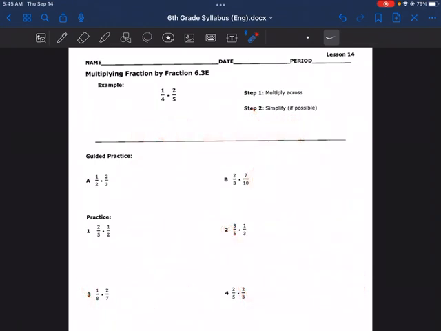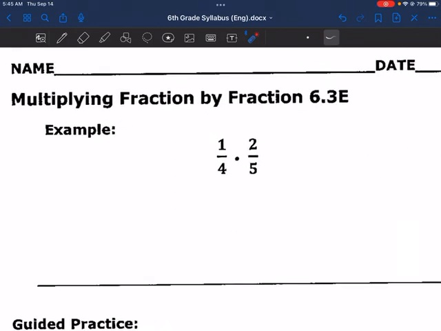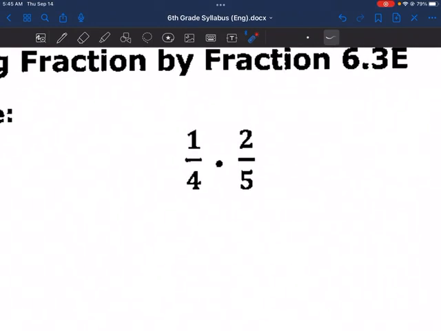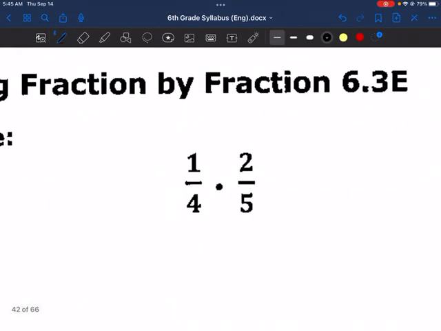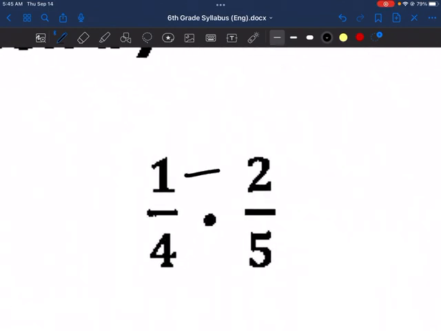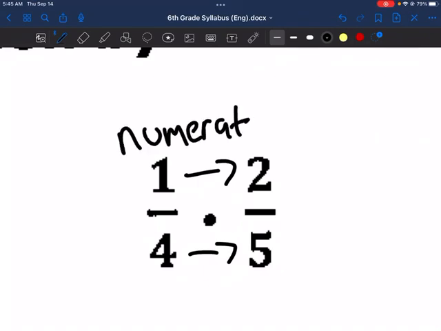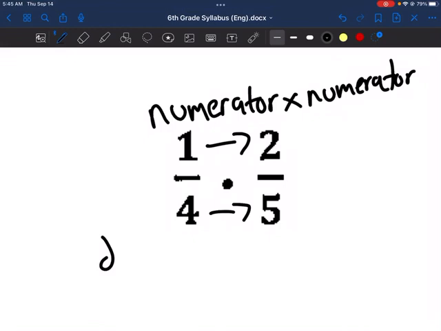Now, let's get started. For lesson 14, and I apologize for my voice, it still hasn't come back completely. Multiplying fractions by fractions, chicos. What we're going to do is multiply the top with the top, bottom with the bottom. The numerator is going to multiply the numerator, and the denominator is going to multiply the denominator.